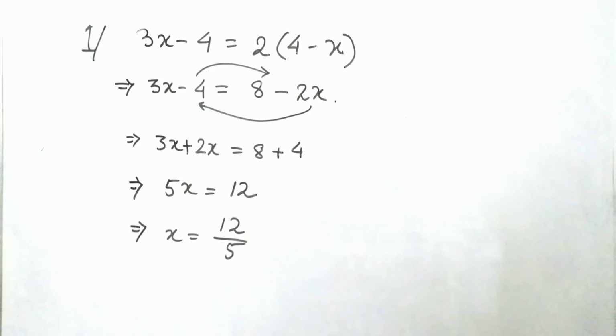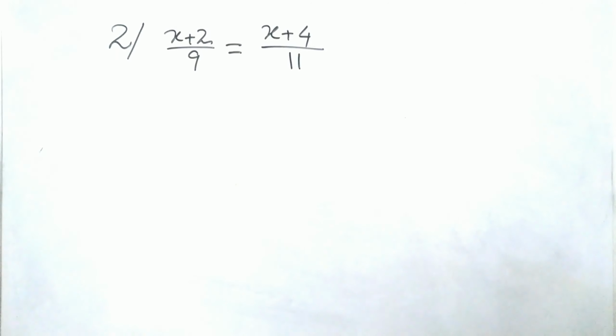Now think carefully, because we have to find the value of x, and since 5 is multiplied with x, we have to remove this 5. For that, this 5 will go to the right hand side, and because it is multiplied with x, it will go to the right hand side and divide this 12. So therefore the answer is x is equal to 2 whole 2 by 5.